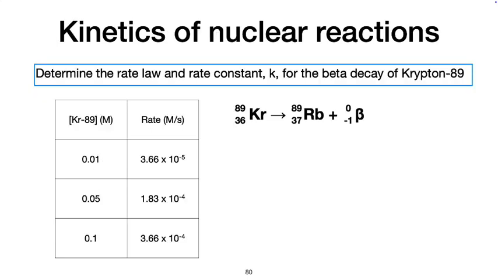Which takes us to some practice. Determine the rate law and rate constant for the beta decay of krypton-89. In this case, the last time we looked at a rate law, we cheated. We cheated because we said mechanistically it only made sense for it to decompose in and of itself. Can't cheat this time. Prove it. Prove it using the data that we have at hand.